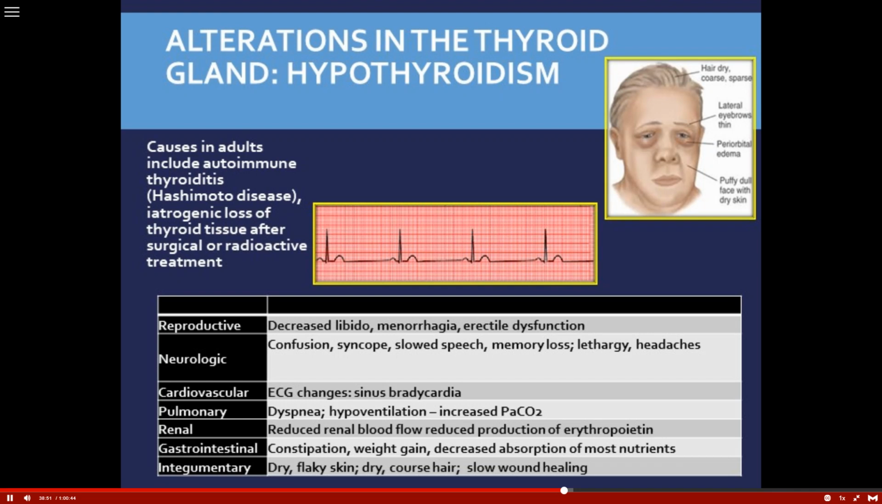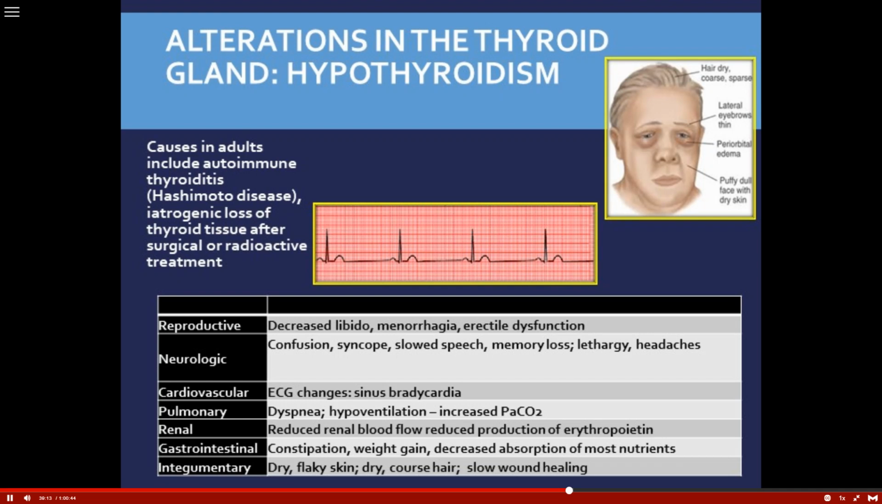Also fatigue, reproductive, decreased libido, menorrhagia, which is heavy blood flow, erectile dysfunction. Some of the other things, confusion, memory loss, lethargy. Once again, you want to test your older patients before you start thinking there's dementia going on. These are some of those basic foundational lab values you can run that are pretty inexpensive.